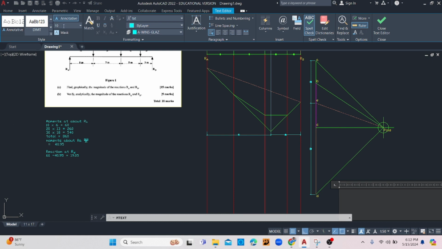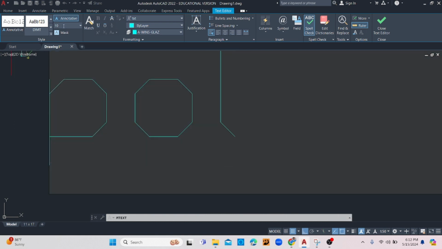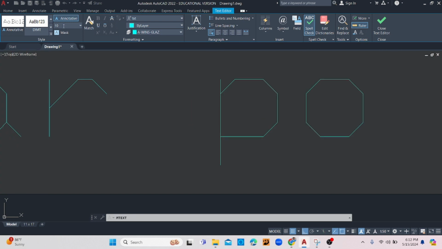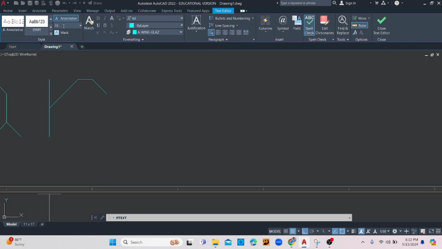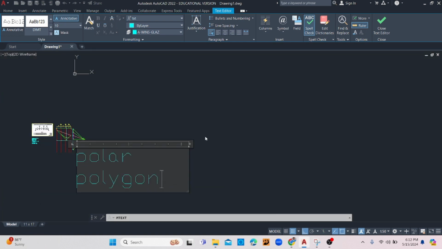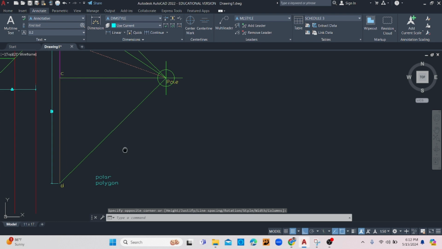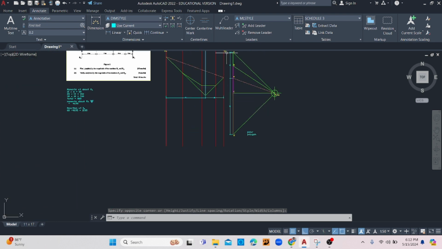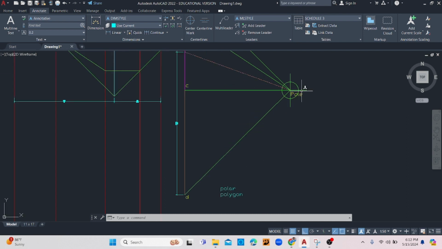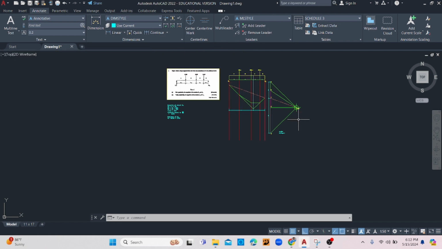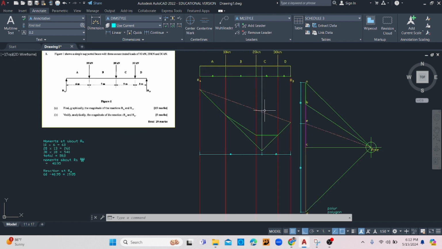So this is the polar polygon. And as you know, you know what polygons are already. This is a polygon, because this is basically a triangle. And the pole part of the description is basically here, what they call the pole. And this one here is the funicular link polygon.